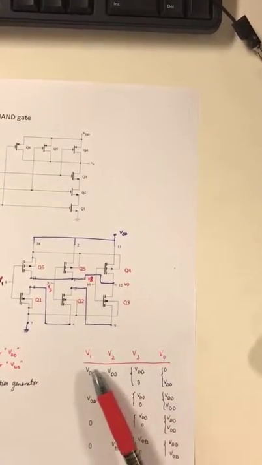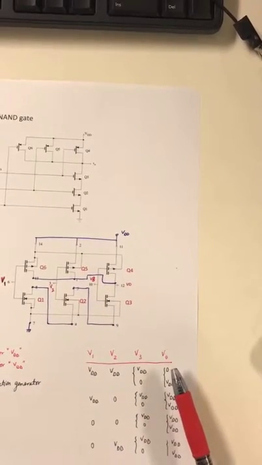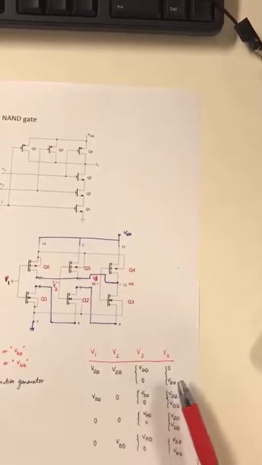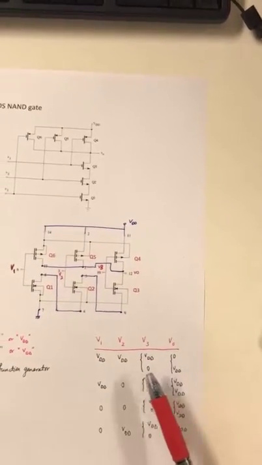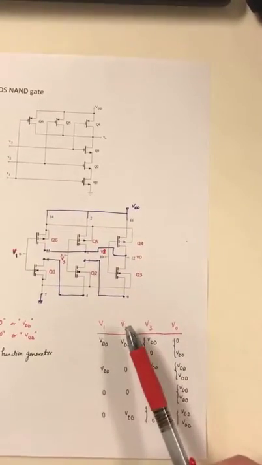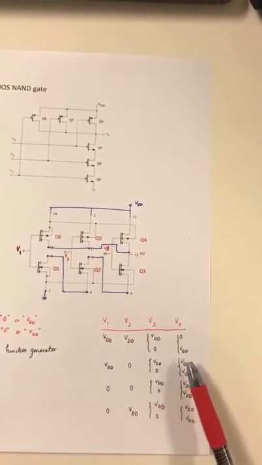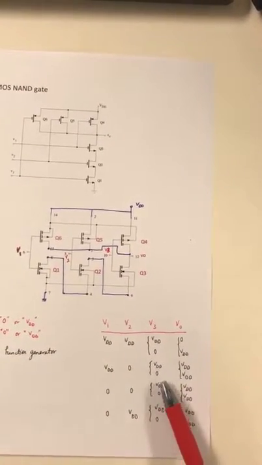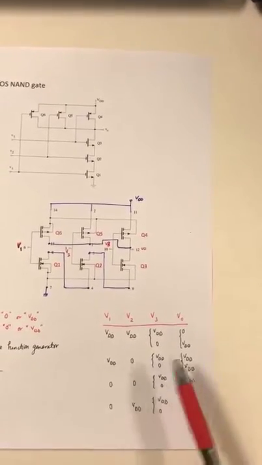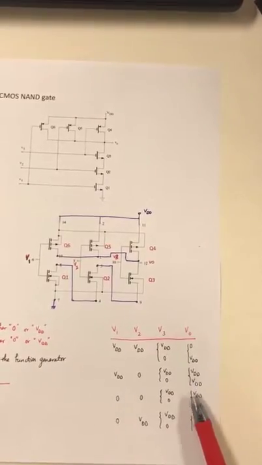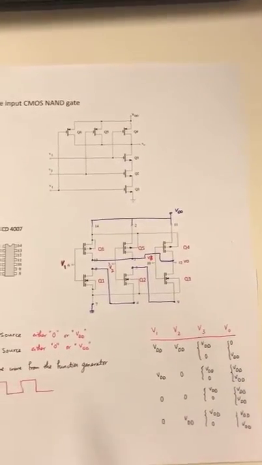When all of them are at high, the amplitude of the square wave output is going to be 0. When V3 changes to 0, the output is going to be at VDD. If I change any of these V1 or V2 signals to 0, the output is always going to be VDD no matter what the value of V3 is, because this is a NAND gate. If one of the inputs changes to 0, the output is going to be set to VDD.